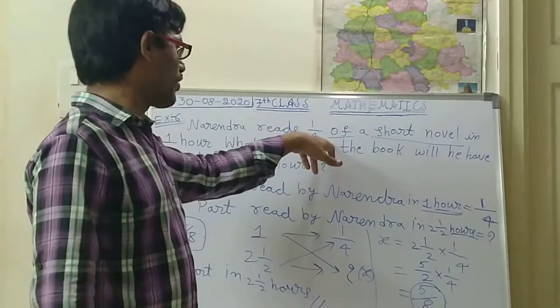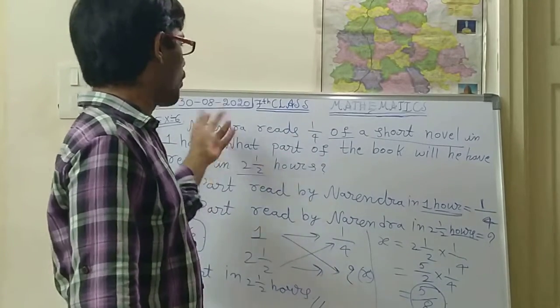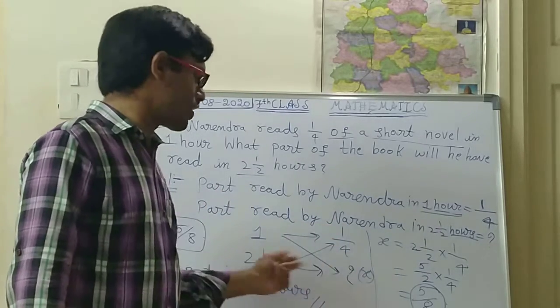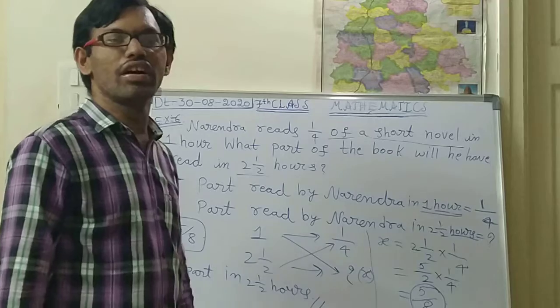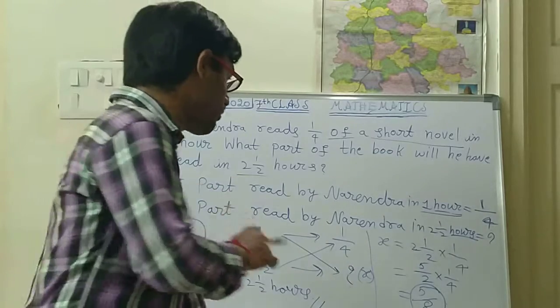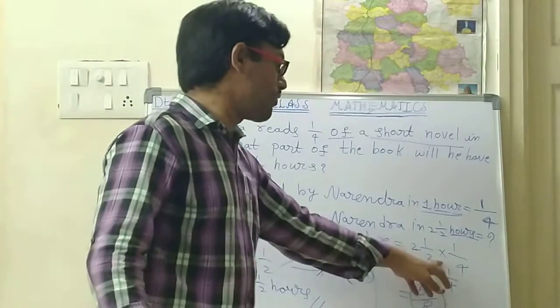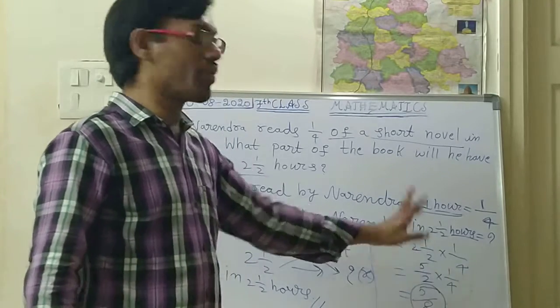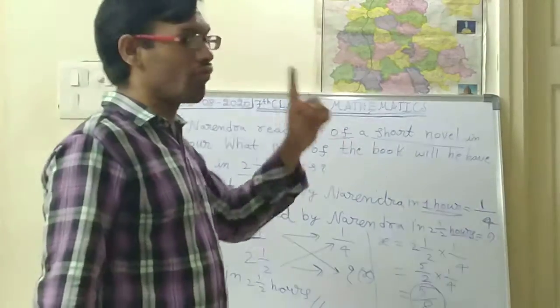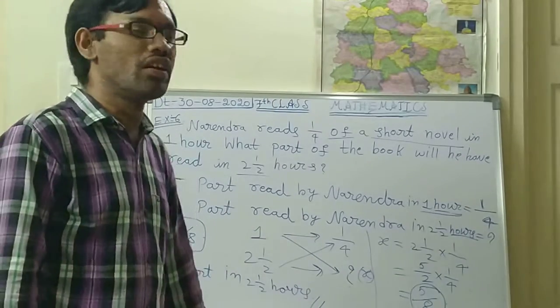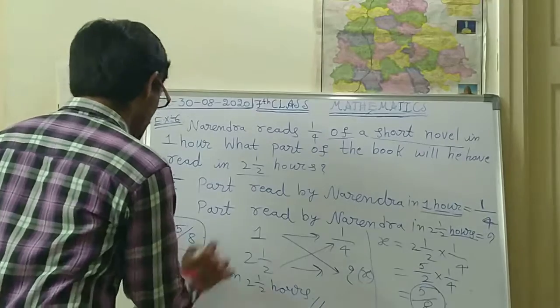In 1 hour, 1 by 4 part. In 2.5 hours, how much part? So 1 hour is 1 by 4, 2.5 hours how much? It was given directly in the unitary method. So the unitary method, multiplication of fractions and converting a mixed fraction into an improper fraction are all given in only one problem. This type of problem is very important, children. So this is the answer, 5 by 8 part is the answer.